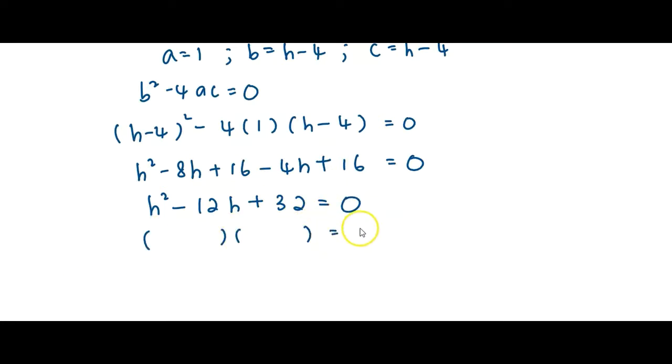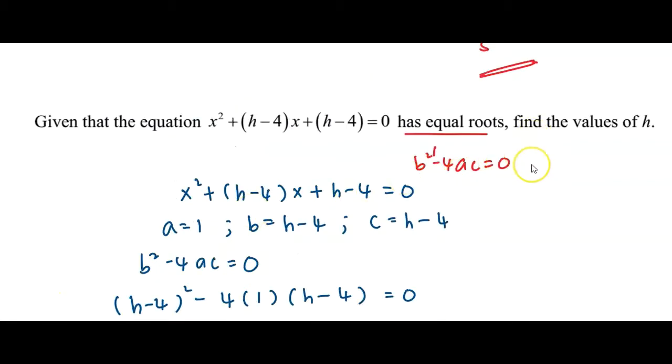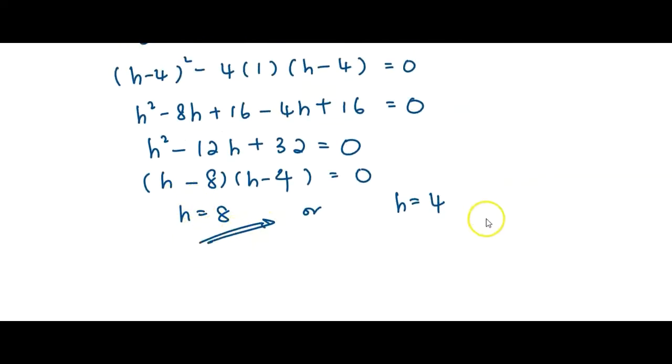Factorize this quadratic equation. We have (h minus 8)(h minus 4), okay, negative and negative. All right, so h will be equal to 8 or h will be equal to 4. And when h equals 8 or h equals 4, your b squared minus 4ac is always equal to 0. This means that this equation always has equal roots when h equals 8 and 4. All right, then the question just asks us to find the values of h without asking us to solve the equation. We can stop our solution here. That is finding the h values only.